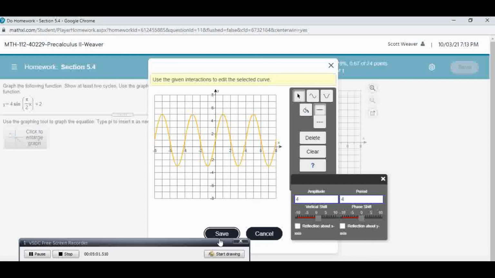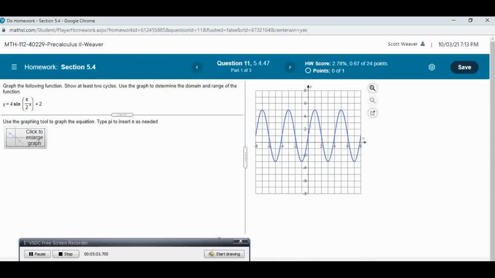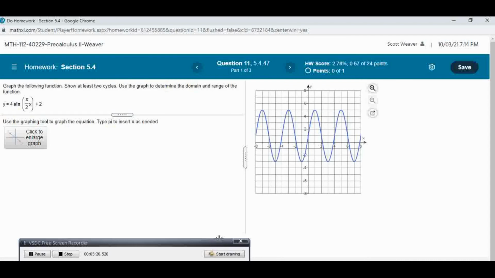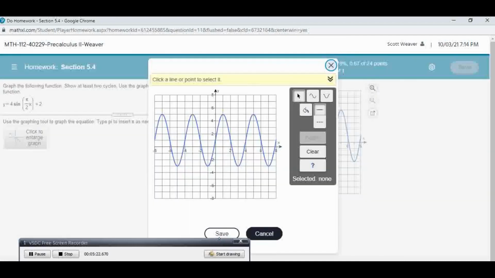So call that good and check our answer. So as soon as we hit enter on that, it just inserts the graph in here, and we can check. Oh, whoa. Oh, oops. Carelessness on my part.